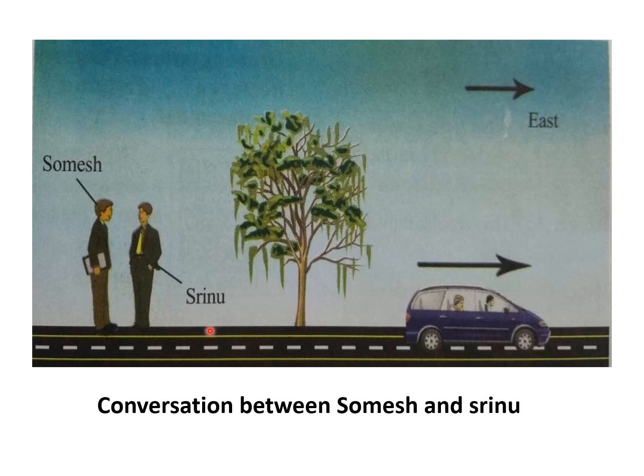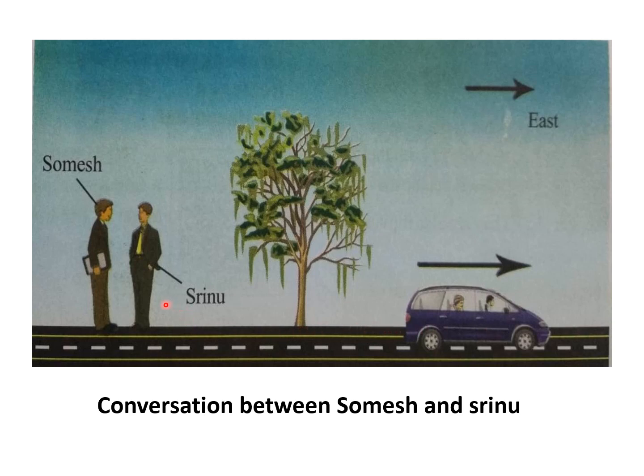Now again Srinu is asking what is the state of motion of a car. Again Somesh gives the answer, it is moving due east, because already it is mentioned here that the car is advancing in east direction. Now Srinu again is asking what is the state of motion of a driver and the passenger in the car. Somesh answers that they are moving along with the car.